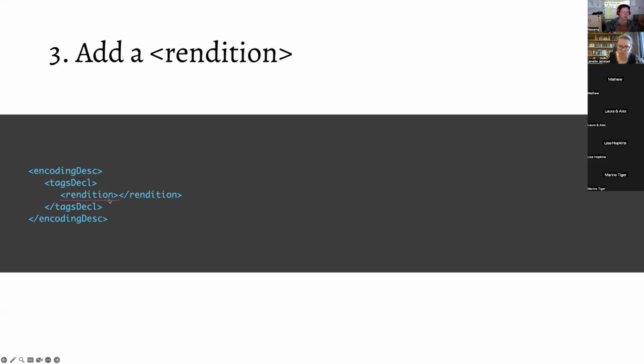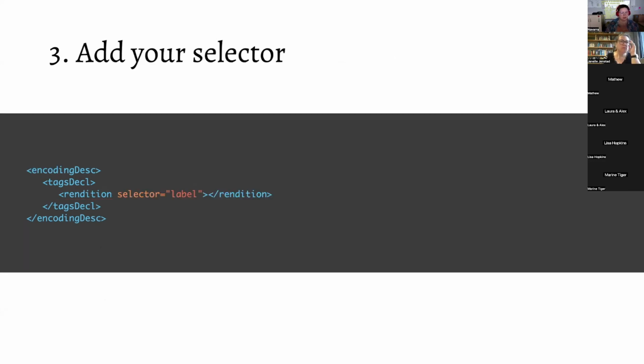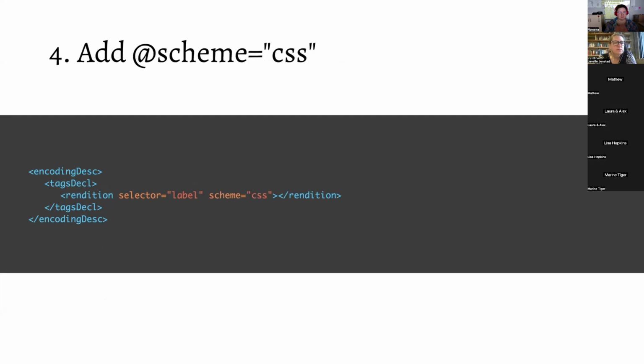Once you've got a tagsDecl to actually add some styling, you're going to add a rendition element as a child of tagsDecl, and then add a selector attribute. Here my selector is label because I want to style label elements. You then always need to add a scheme attribute with a value of CSS. We're always going to be using CSS in this, so you can just say it's a scheme CSS.